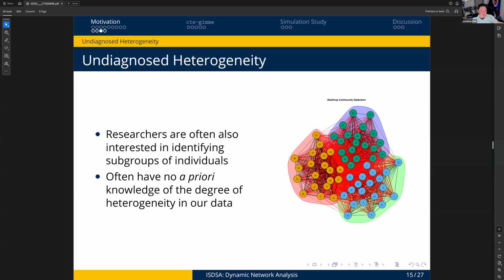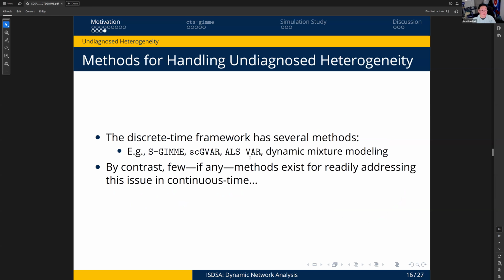So this problem of undiagnosed heterogeneity: researchers often want to find subgroups in their data, but they might not have a priori knowledge of what those subgroups are. With things like depression and ADHD, we have theories that there are subtypes of these disorders, but maybe we don't know concretely, particularly in complex networks, what the specific features are that delineate one group from another. If we could let our data tell us that, that would be particularly useful.